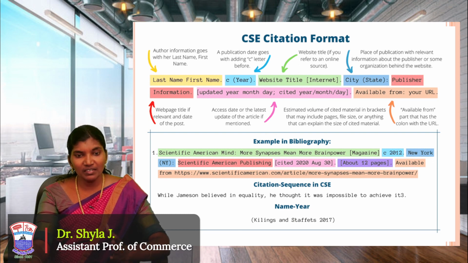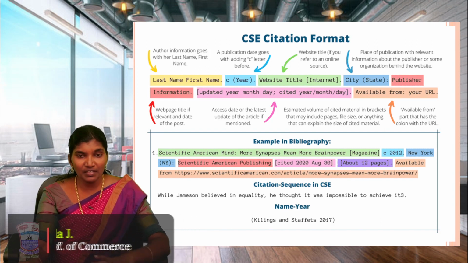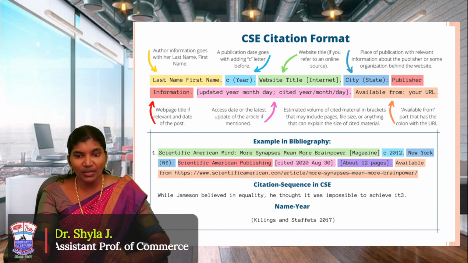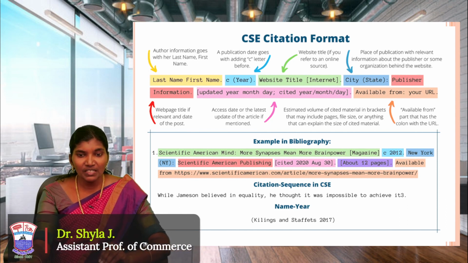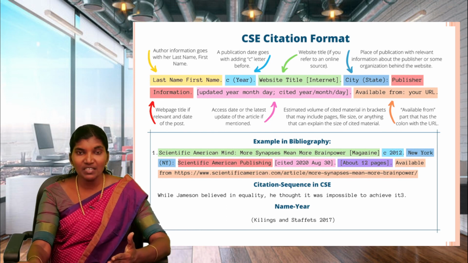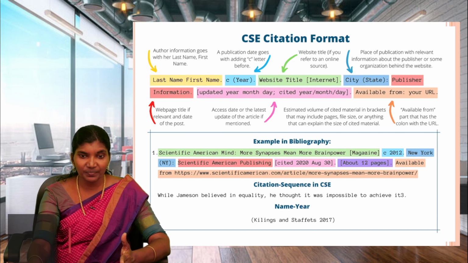And the URL link is also provided. When you click on this link, you can get the details of this paper. The citation sequence in CSE: "While James believed in equality, he thought it was impossible to achieve it." Here it is mentioned that this line is taken from a bibliography reference, but we are quoting the author name with the year of publication. So this is just the citation. We have to enclose the name of the author and year of publication, but in the bibliography part you have to arrange all the other details.